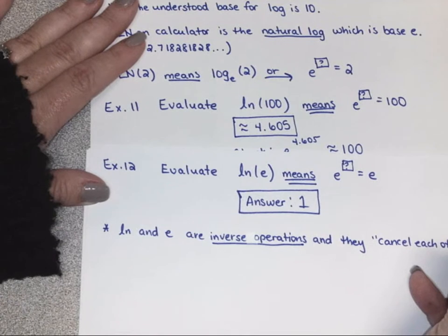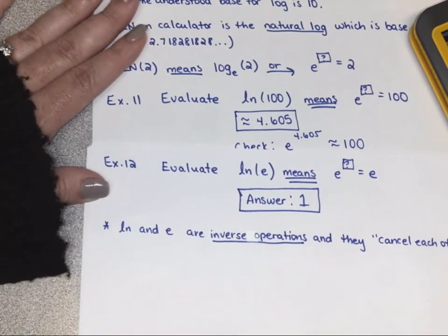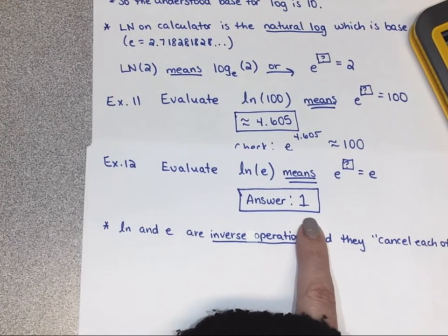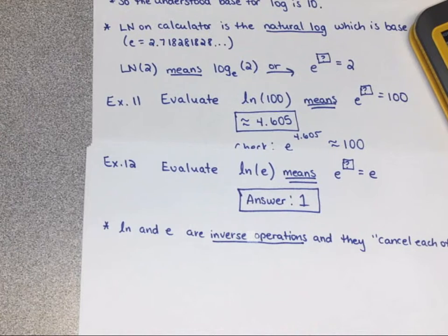I'm putting this in quotations because essentially, they really don't cancel each other out. They just leave an answer of 1. And 1 times something doesn't do anything to it. So essentially, they really do cancel each other out.